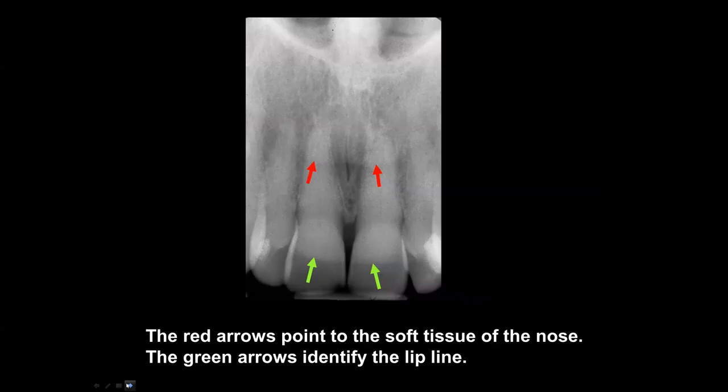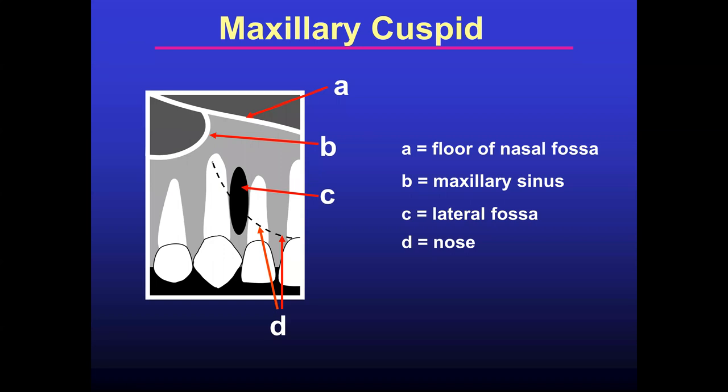Here in this radiograph, the red arrow shows the lip line, whereas the green arrow shows the soft tissue shadow of the nose. Now coming to the maxillary canine region, you can see that A indicates the floor of the nasal fossa, whereas B shows the floor of the maxillary sinus. C indicates the lateral fossa, which is an oval-shaped radiolucency seen in the lateral aspect of the maxillary canine, and D indicates the soft tissue shadow of the nose.